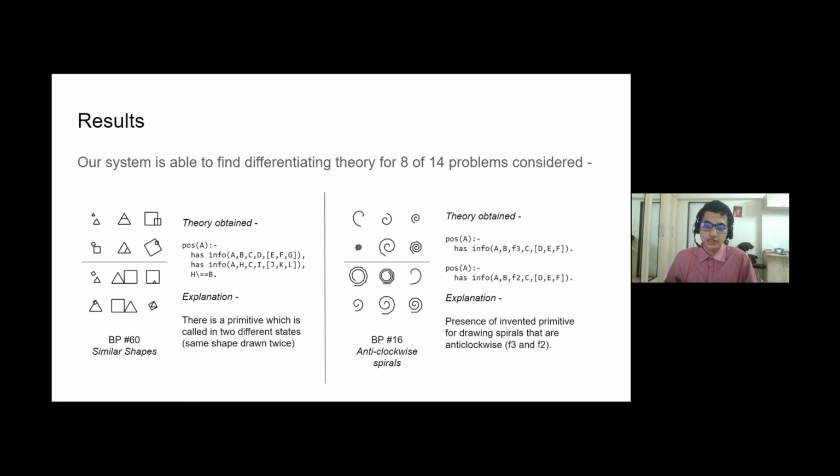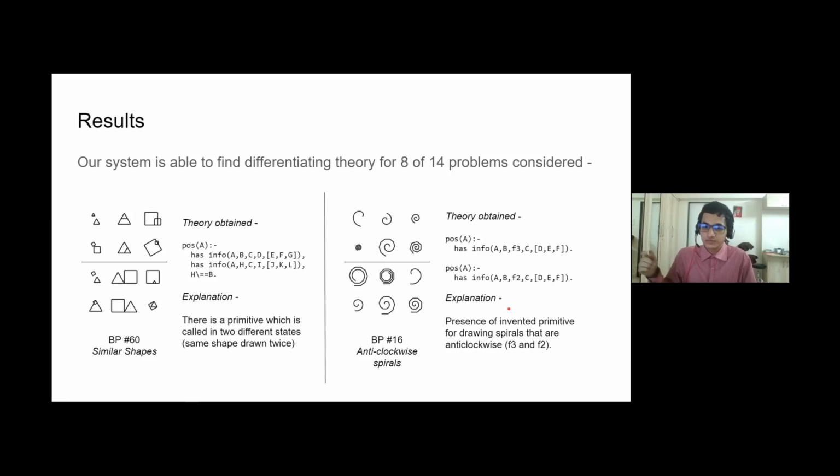On the example on the right, the concept is the presence of anti-clockwise spirals. The theory we generate states that the programs for the positive examples should contain either of 2 specific primitives. So here we're saying that we must have either F3 or F2. These specific F3 or F2 primitives were invented by Dreamcoder in the first stage of our system, and they are specific primitives which draw anti-clockwise spirals.